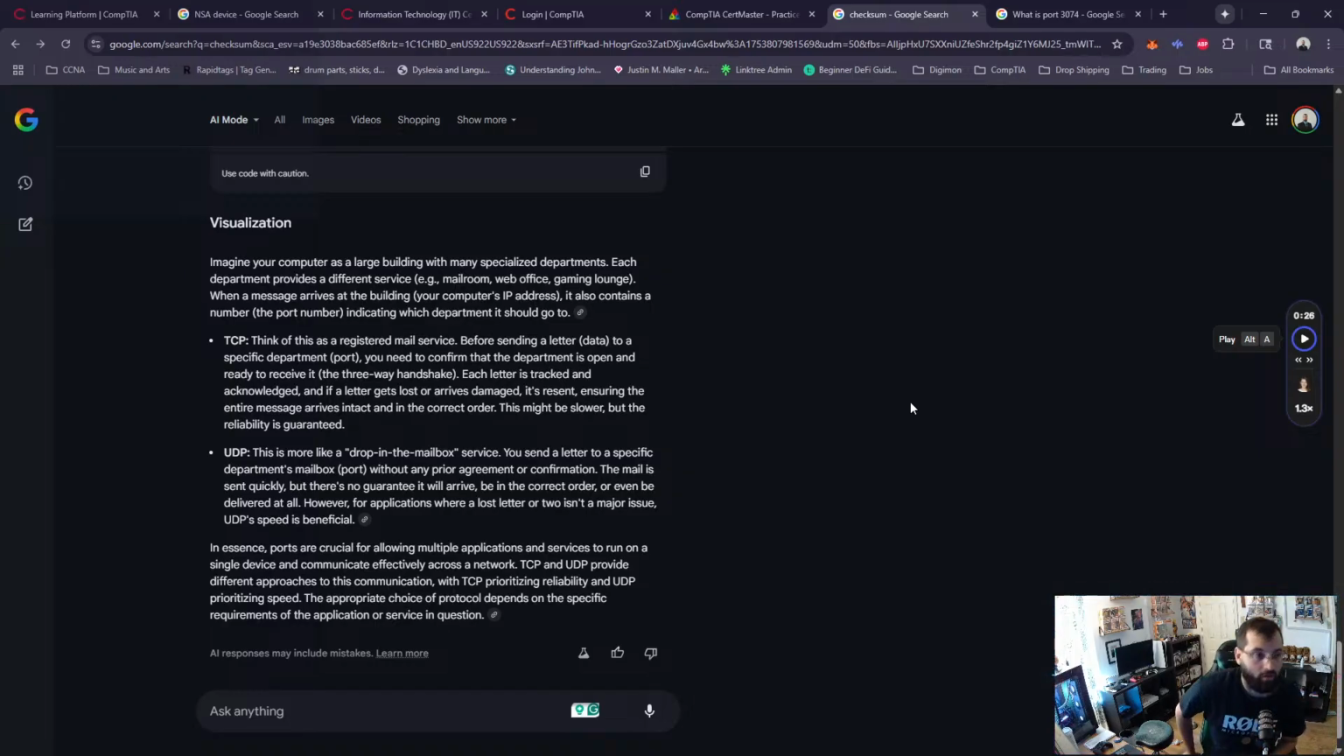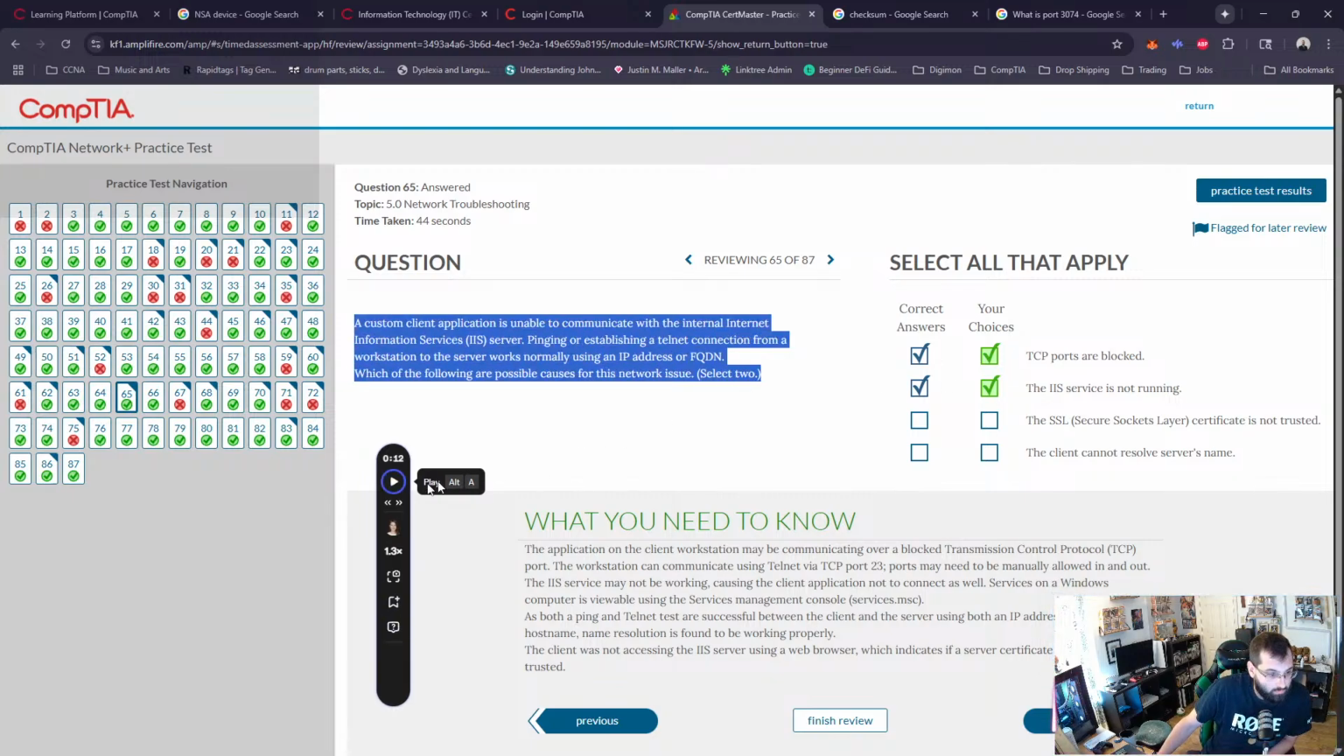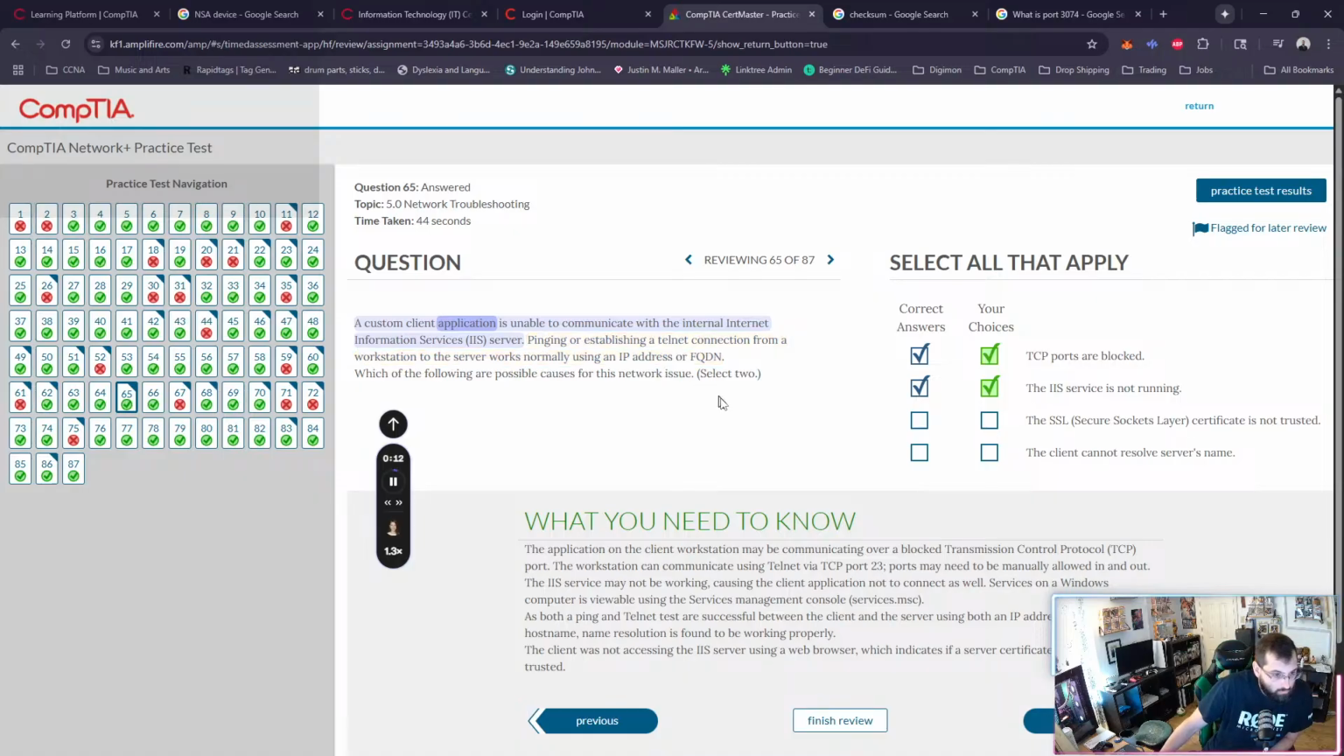Okay, I have a little bit better understanding and acceptance of what these ports are now. So what was this question again? A custom client application is unable to communicate with the internal Internet Information Services (IIS) server. Pinging or establishing a telnet connection from a workstation to the server works normally using an IP address or FQDN. Which of the following are possible causes for this network issue?